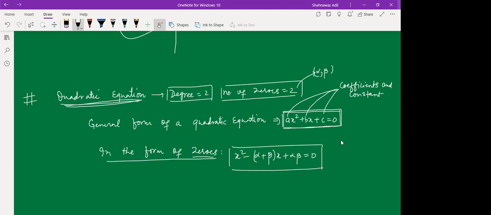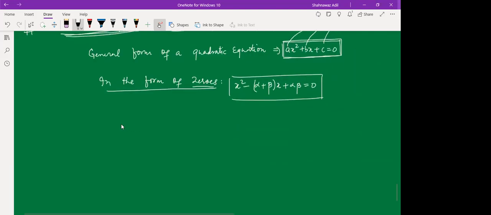So if we compare these equations, we have ax square plus bx plus c equals to 0. But in this equation, what is the coefficient of x square? One. So we have to make the coefficient of x square 1 here to compare these two, right? So how can I make the coefficient of a x square as 1?